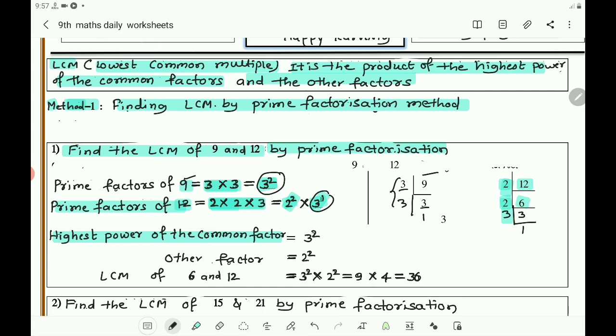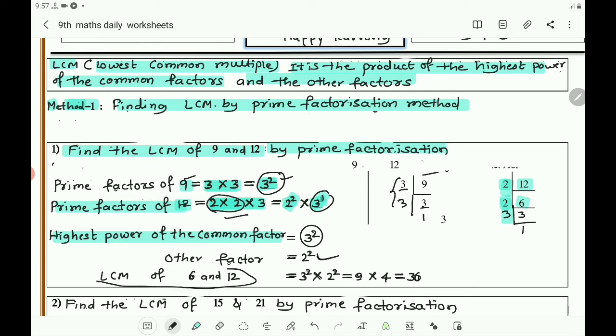For the LCM, we have to consider the highest power, 2. So 3 power 2 you write here. And which are the remaining factors here? Here 2 power 2 is the remaining factor. It is not common. It is only in the factors of 12. That is the uncommon factor. So you take that 2 power 2 also.